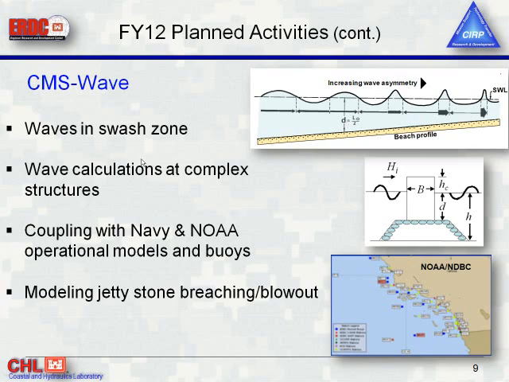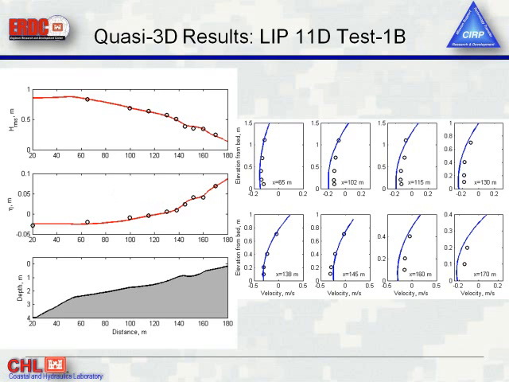CMS Wave is also working with the swash zone, and adding wave calculations at complex structures. CMS Flow, we are also beta testing, we've had the capability to simulate structures for quite some time, but we haven't released it because the IO hasn't been ready. And also, we haven't had enough field cases to validate the structures with. But we're working on a couple of CHTNs for that, and the code has been verified. We know that the code works. We just haven't had enough field cases to validate with.